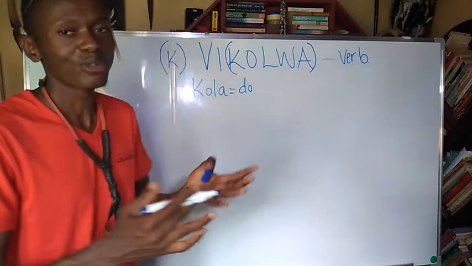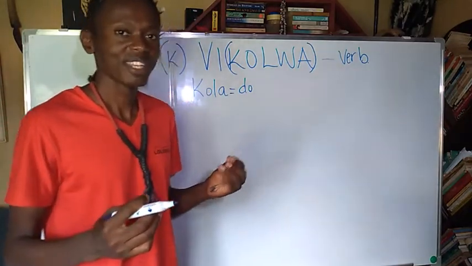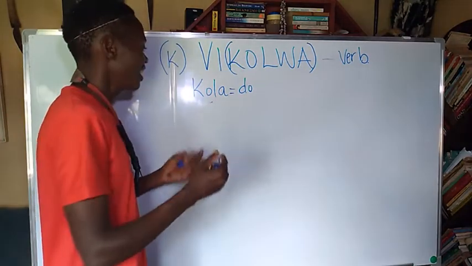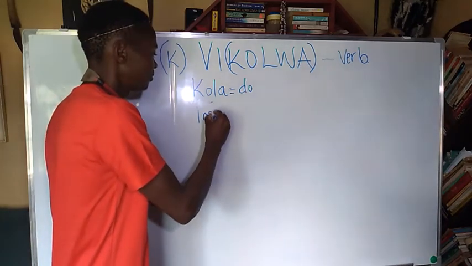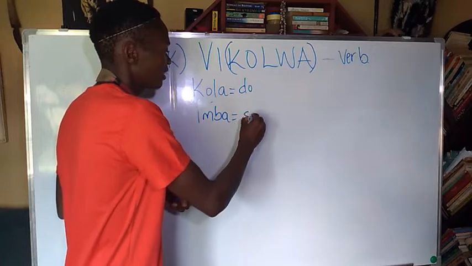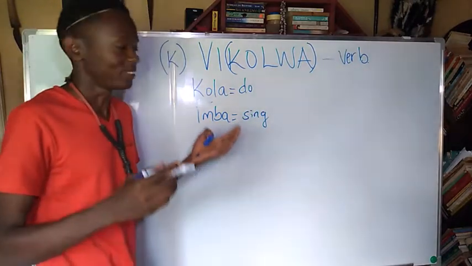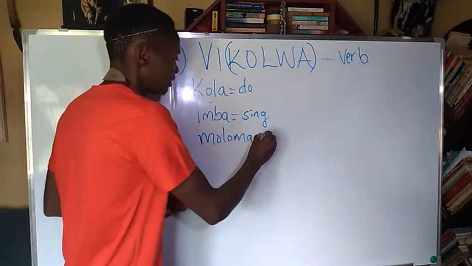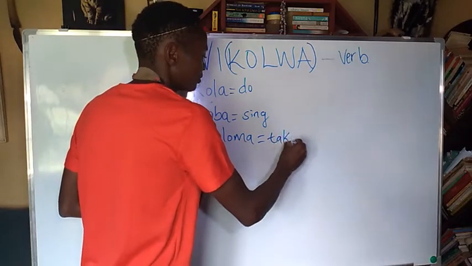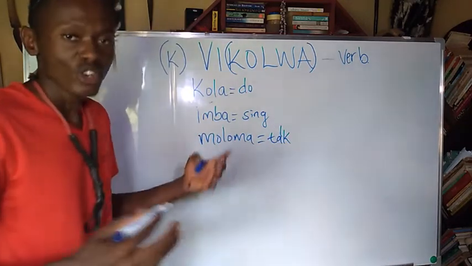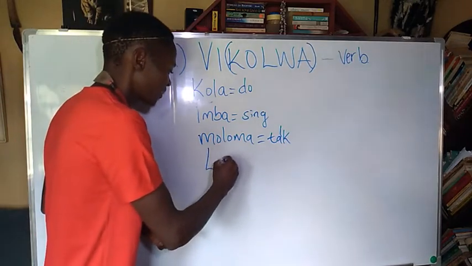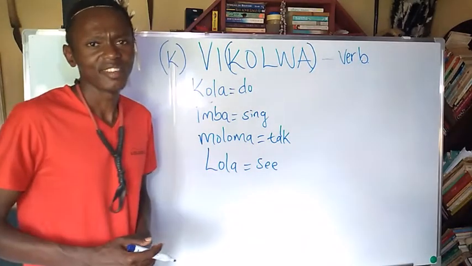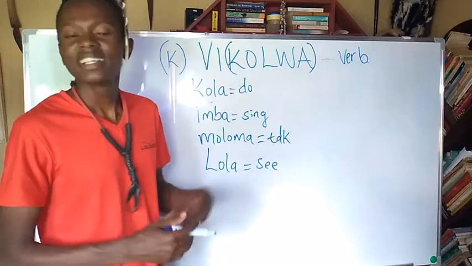Some of the verbs of Lulogooli, if we were to list them, include kora, which is do, imba, which is sing, moroma, which is talk, rora, which is see, and many others. Think of any verb. Write, ngoda.